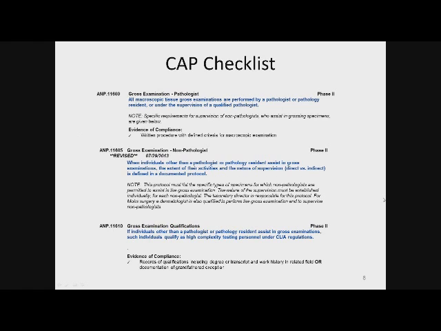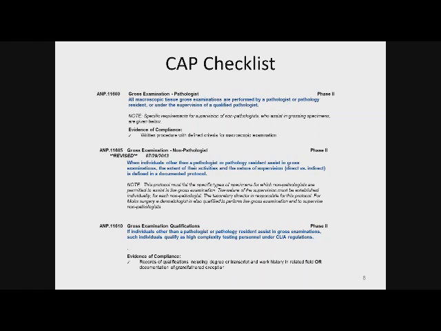Now there's a series of anatomic pathology protocols on the CAP checklist that deal with grossing. Generally these protocols are all between 11600 and 11650. These protocols include ANP 11600, which talks about the gross examination. Specifically, I'd like to point out that it states that all macroscopic tissue gross examinations are performed by a pathologist or a pathology resident or under the supervision of a qualified pathologist. That includes specific requirements for supervision of non-pathologists who assist in grossing specimens.